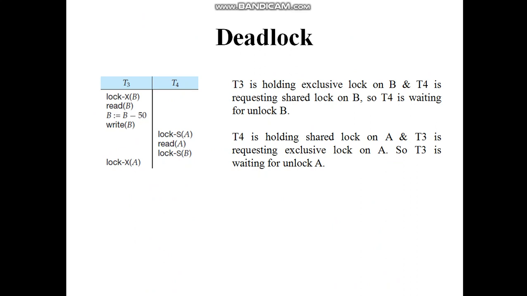So, deadlock. Let's say T3 is holding the exclusive lock on data item B, and T4 is requesting the shared lock on B, but T4 is waiting for unlock B. Similarly, T4 is holding the shared lock on A, and T3 is requesting the exclusive lock on A. So here also the T3 transaction is waiting for unlock A. So this is nothing but a deadlock.